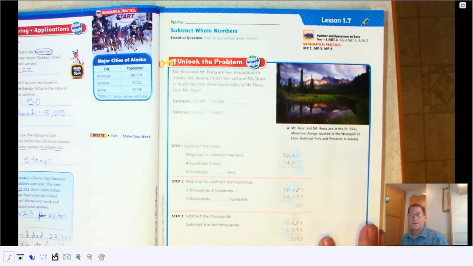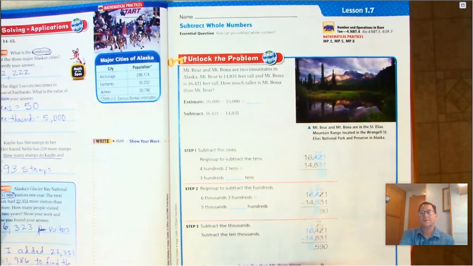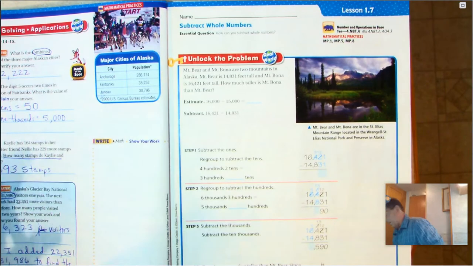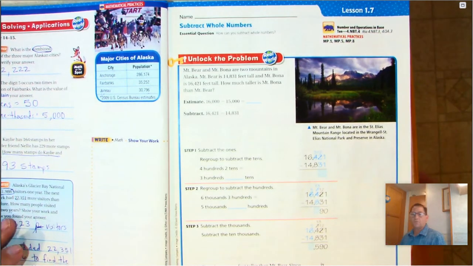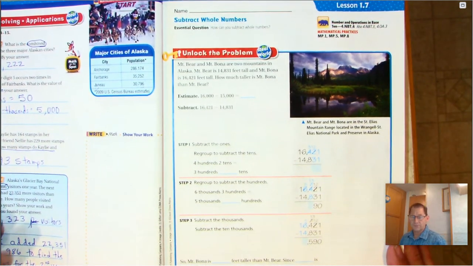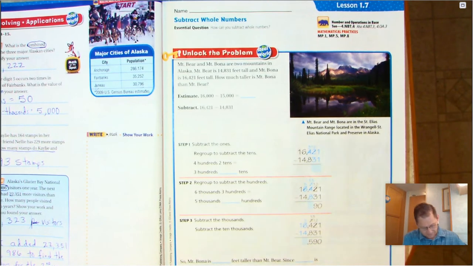Good morning. In today's lesson 1.7, on page 31 of your math textbook, we're going to be talking about subtracting whole numbers. In our last lesson, we talked about adding whole numbers.